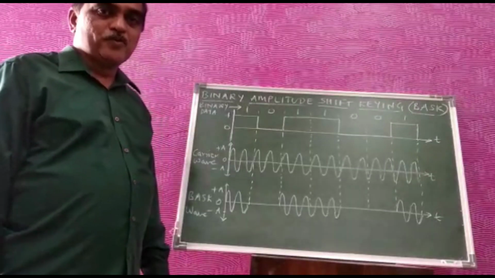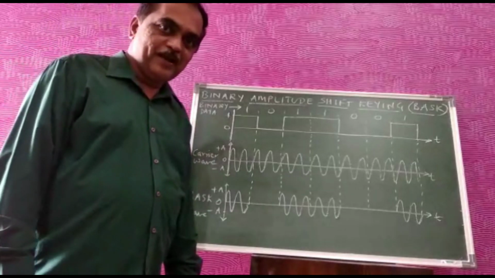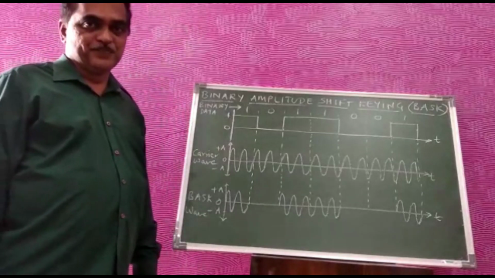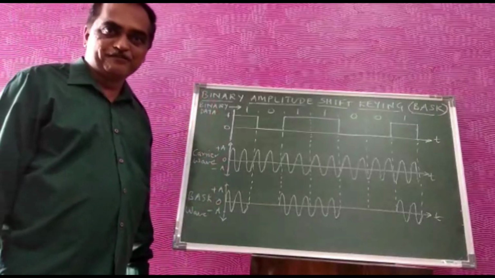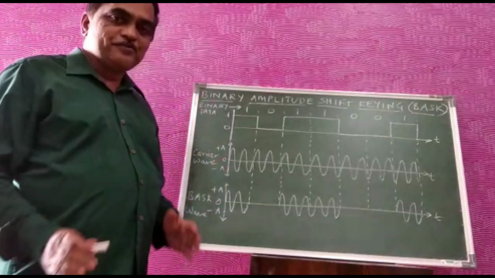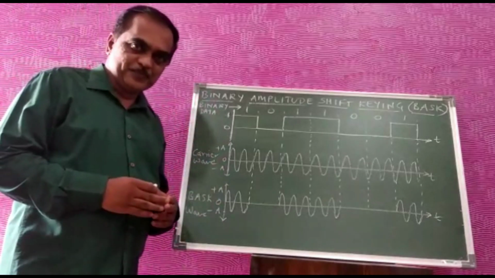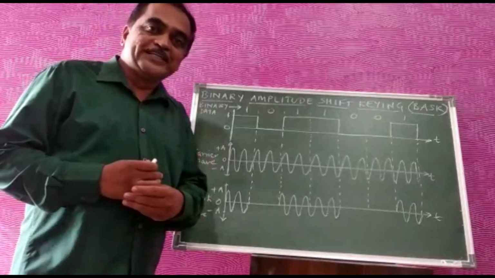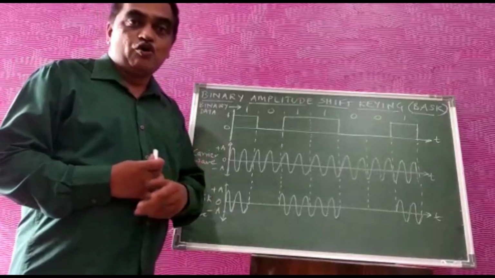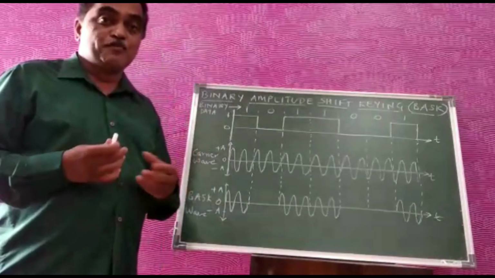Dear students, today we will see the first technique of digital modulation, and that is amplitude shifting. Here I have shown the diagram of a binary amplitude shifting. In amplitude shifting, the amplitude of the carrier will vary according to the instantaneous value of the modulating signal, or modulating voltage, or information voltage.